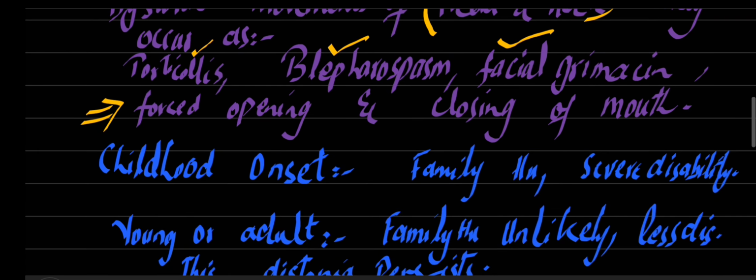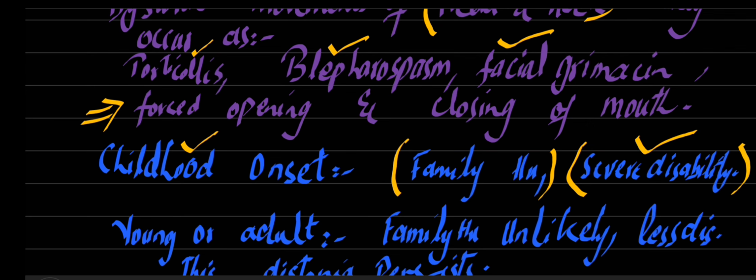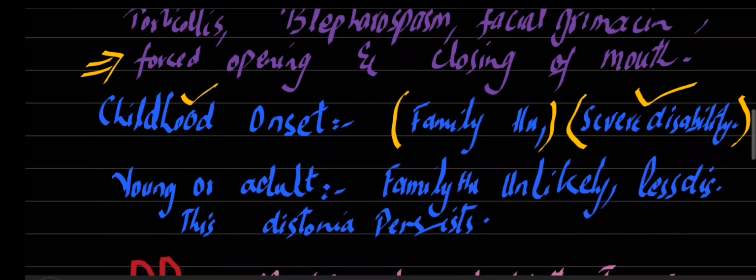When the disease starts in childhood, there is a family history. Also, in this disease there is severe disability of the patient. That is, dystonia leads to severe disability in this type of idiopathic torsion dystonia which starts in childhood.